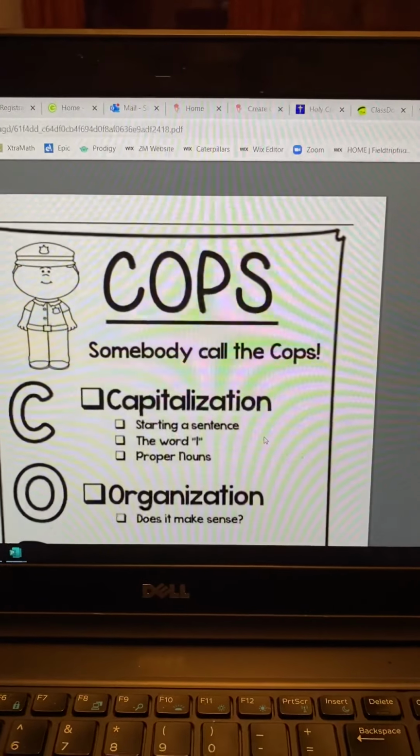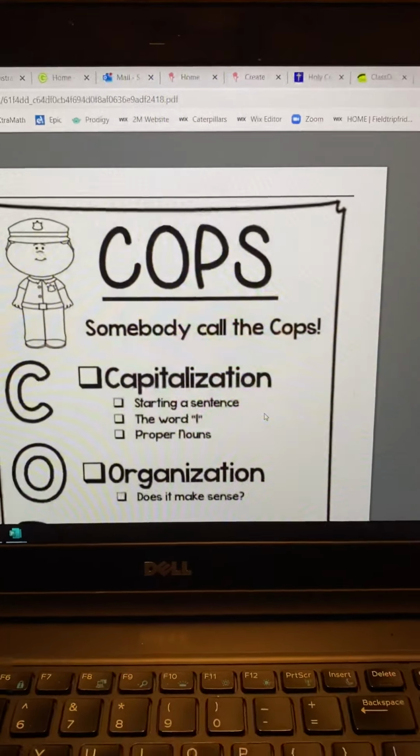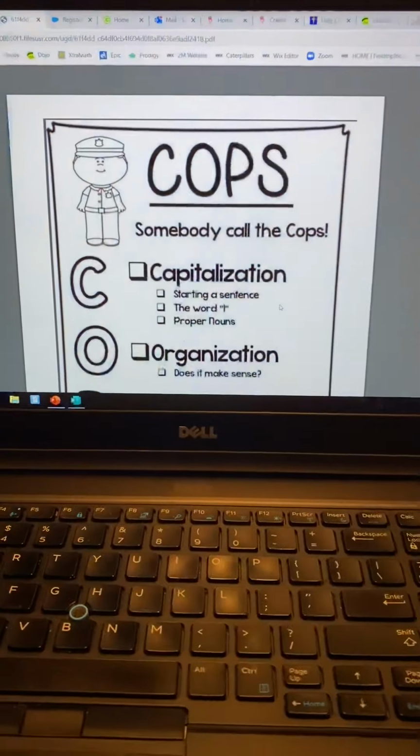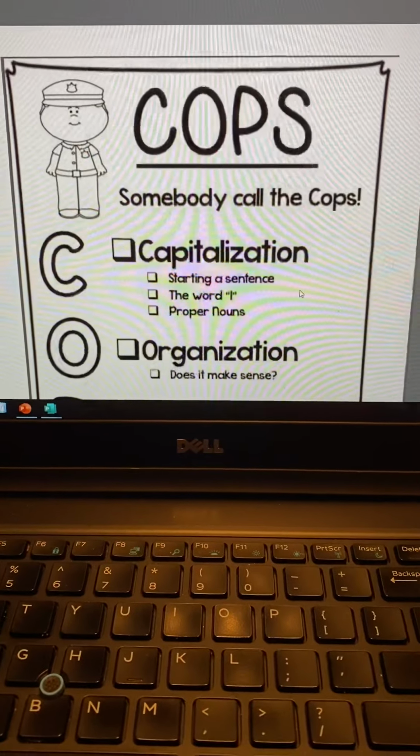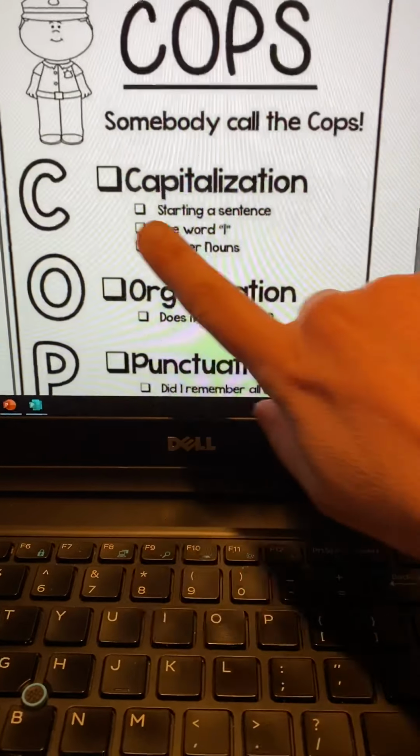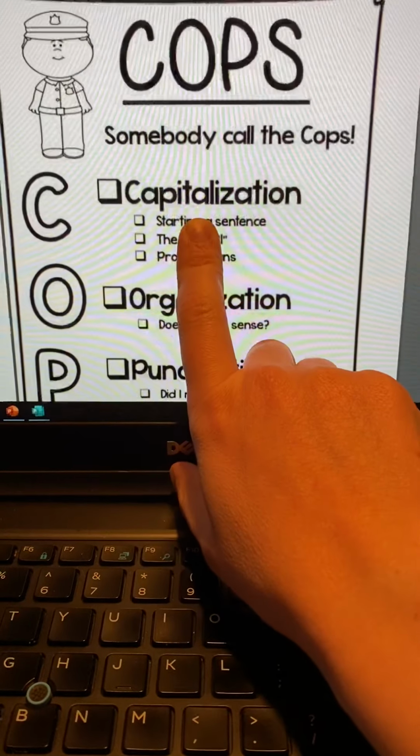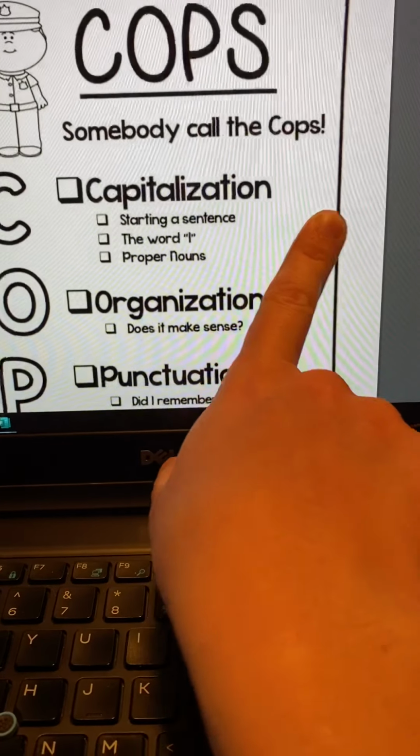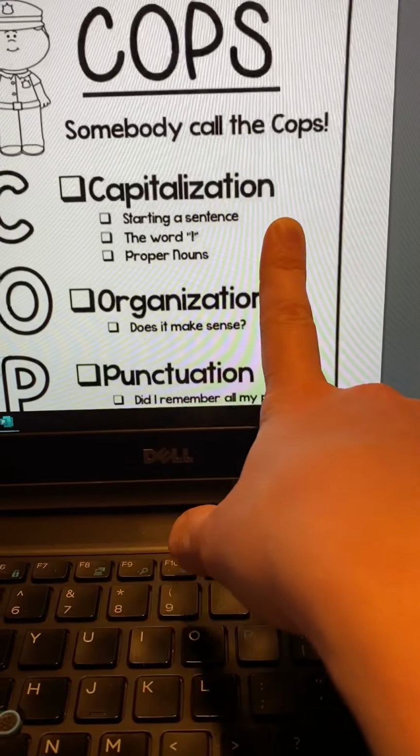Okay guys, so today we're going to be editing your rough drafts. So I have my rough draft here and I have my editing checklist, and I put that on the website for everybody. So we always use COPS when we edit. So the C for COPS, remember, starts with capitalization. So we're going to read our papers and check for any capitalization mistakes.